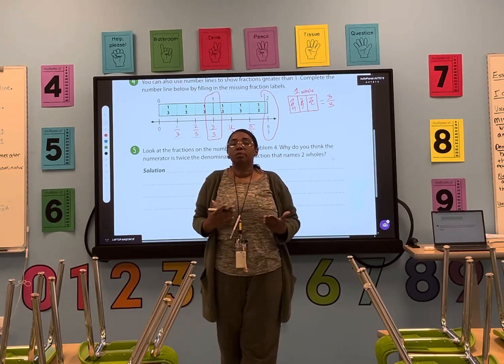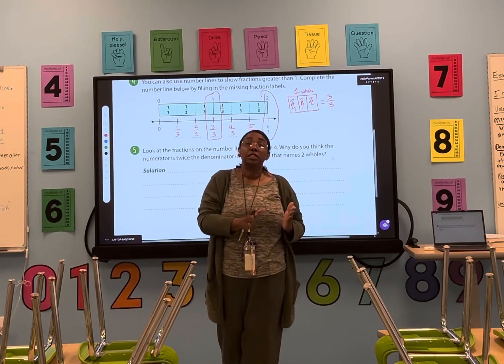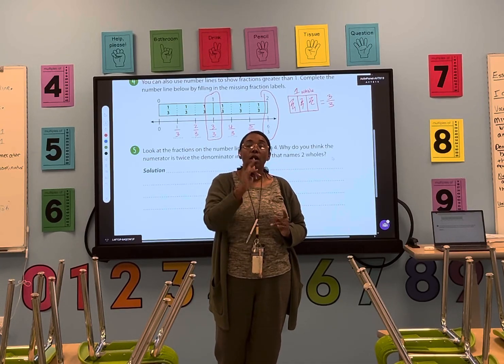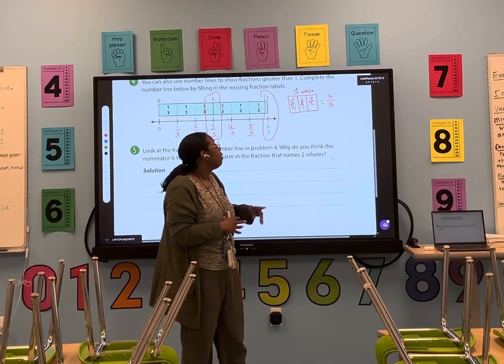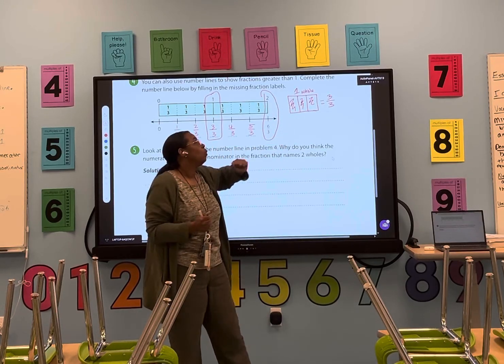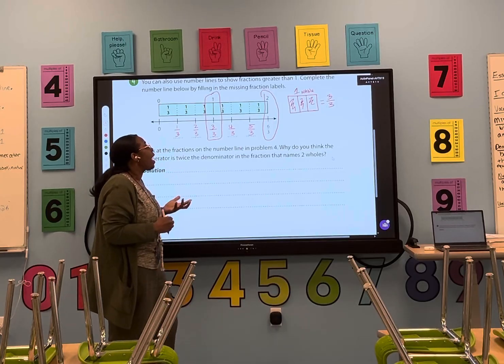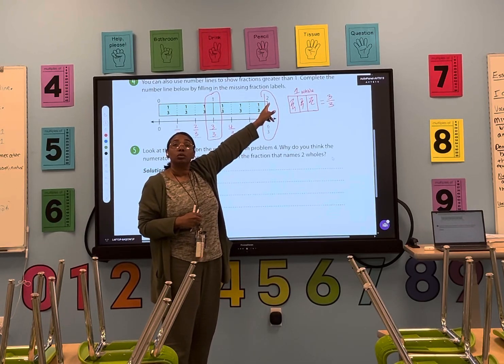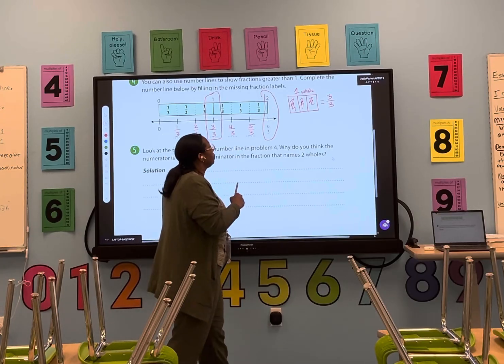That 3/3 lets me know that all my parts in my shape are shaded in, the whole shape is shaded in. That's why 1 whole shape is shaded in. That's why 1 and 3/3 are the same amount. Well, now they want to know, why is it that the numerator doubled when it got to 2 wholes? Well, let's look at that.